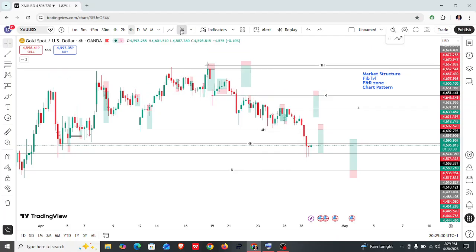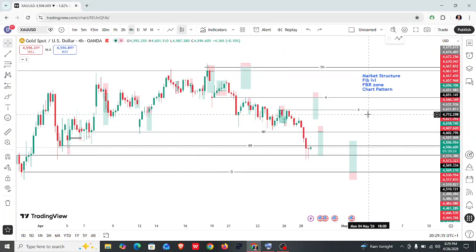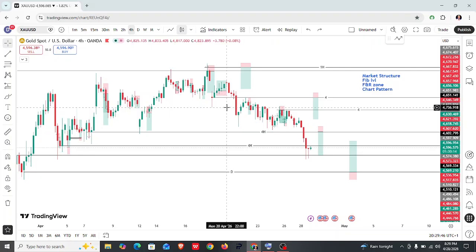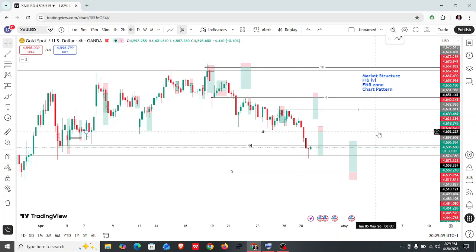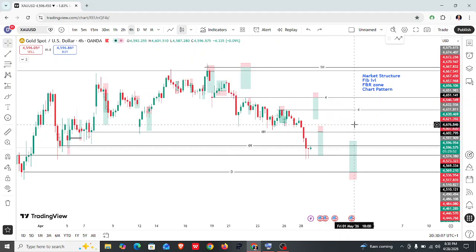Hello guys, today I'm going to be talking about market structure, fib level, F&R zone and chart pattern. So talking about market structure, when the market is breaking lows and not highs, it's a downtrend. As you can see, this is a downtrend on the 4 hours time frame. As a day trader, I focus more on the 4 hours time frame to determine the direction of the market.